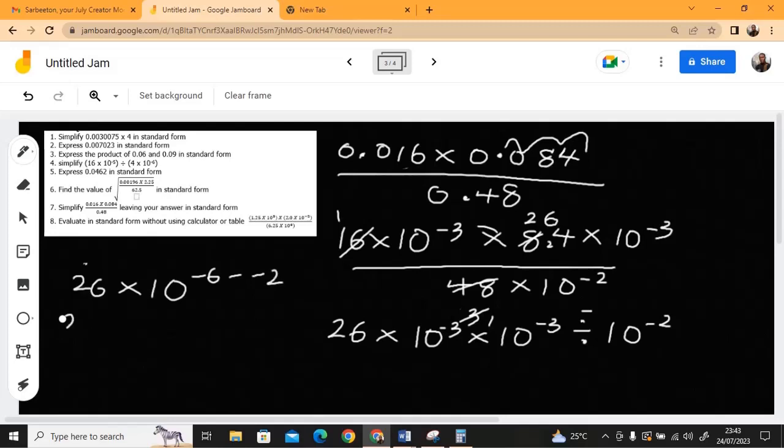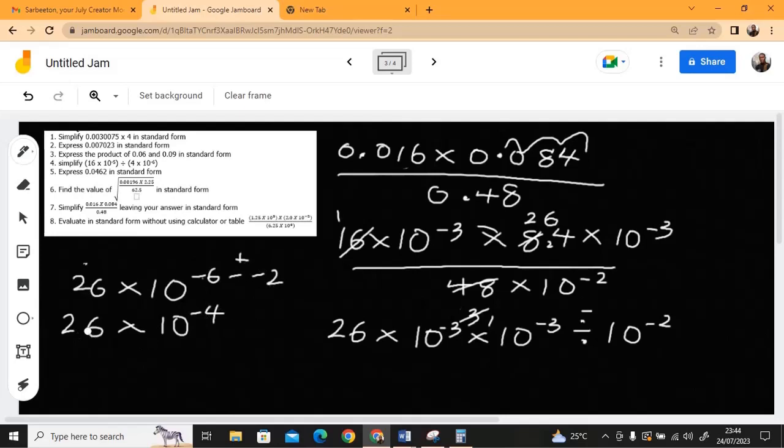So we have 26 times 10 raised to the power minus 6 minus minus 2. This minus times minus, you have to multiply it. Minus times minus will give us plus. So minus 6 plus 2. You are owing someone 6 naira, you are having 2 naira. If you pay, you are still owing 4 naira.